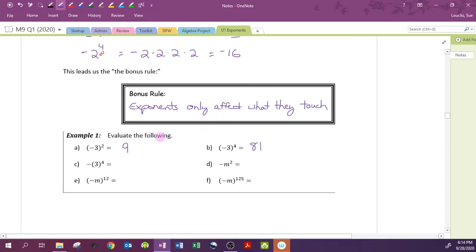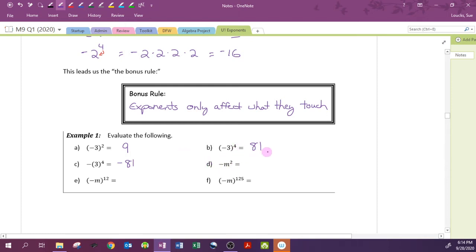In example C, the 4 is only touching the 3, and only the 3 is getting multiplied by itself 4 times. So that's 81, but there's one negative sign stuck out at the beginning, so that's negative 81. All right.